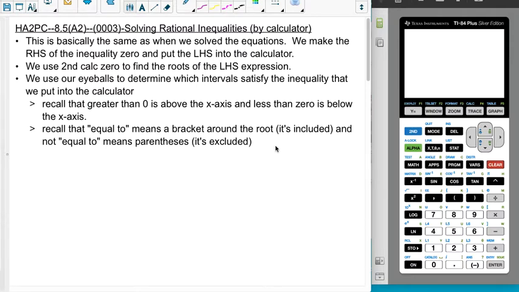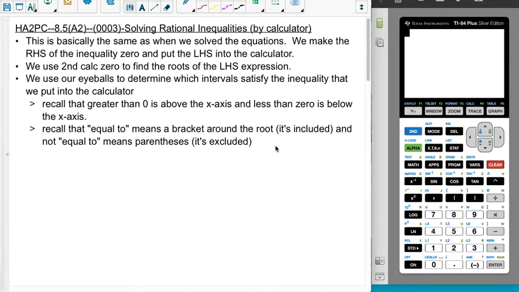We make the right-hand side of the inequality 0 and put the left-hand side into the calculator. We then use second calc 0 to determine the roots of the expression, and use our eyeballs to determine which intervals satisfy the inequality that we're given, or the one that we put into the calculator, rather. So recall that greater than 0 means above the x-axis, and less than 0 means below the x-axis.